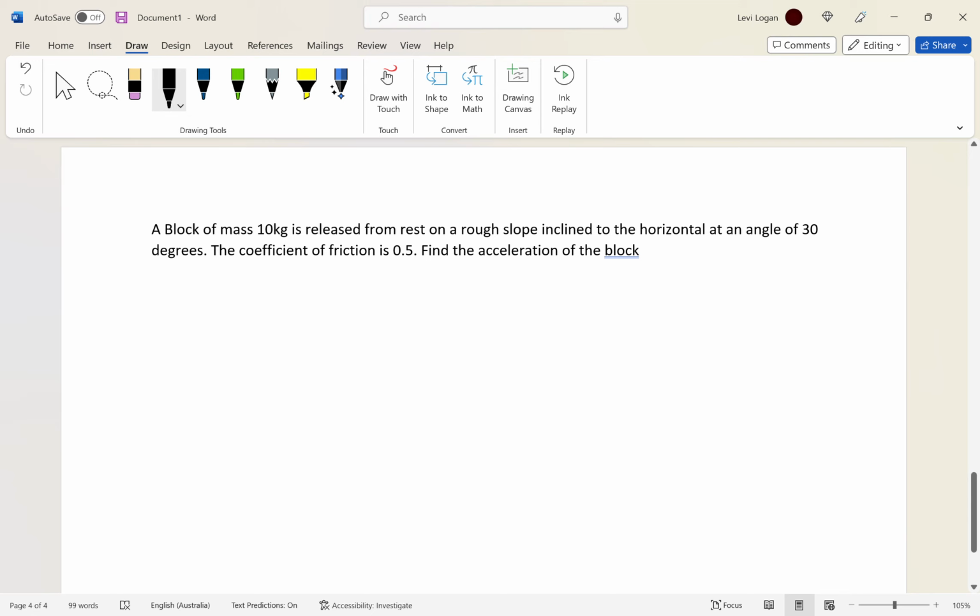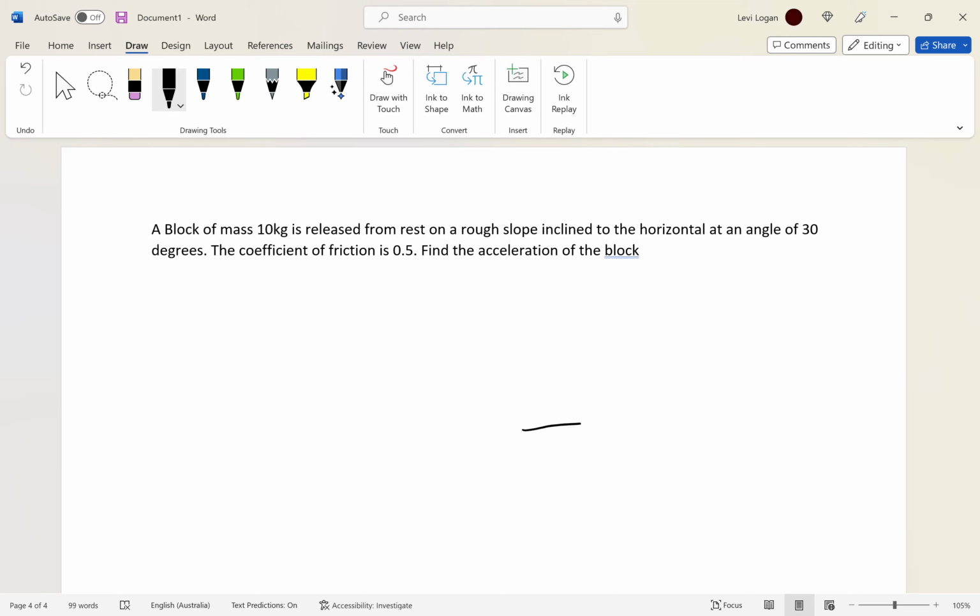Alright, a block of mass 10 is released from rest on a rough slope inclined to the horizontal at an angle of 30 degrees. The coefficient of friction is 0.5. Find the acceleration of the block.